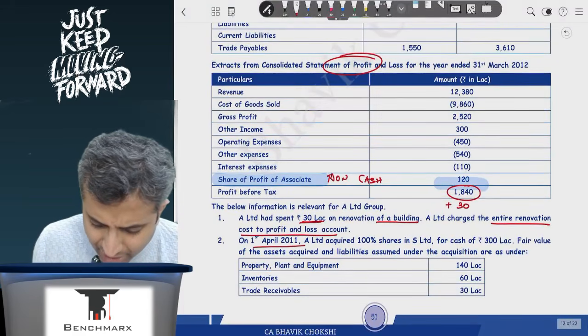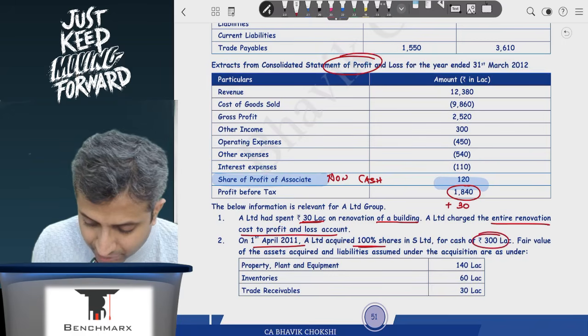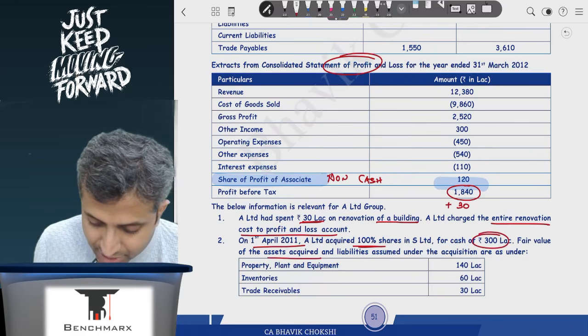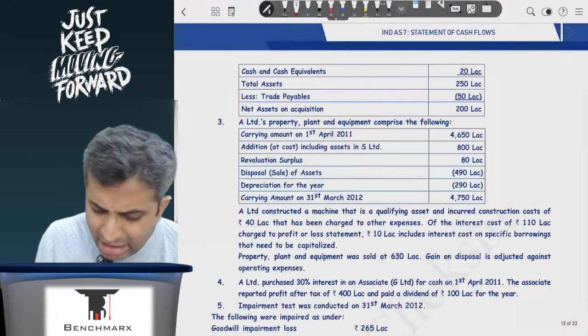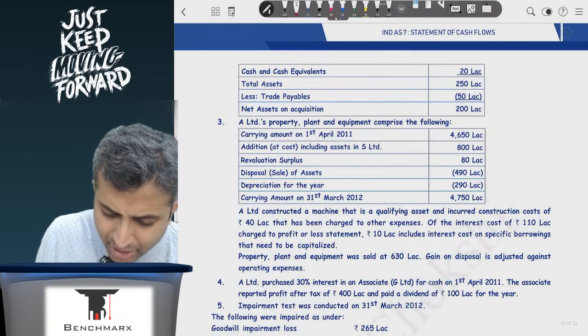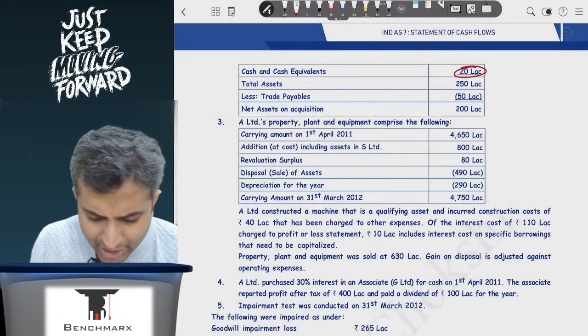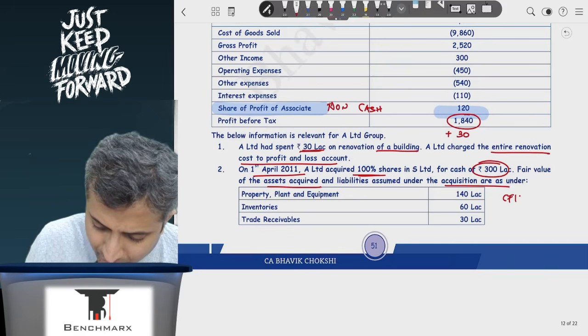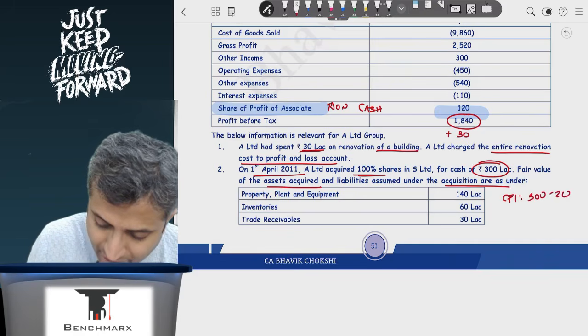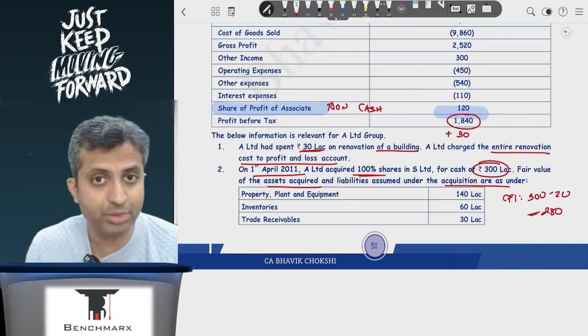On 1st April 11, A acquired 100% shares of S for cash of 300. The fair values of these assets and liabilities are as under. So you have all of this: PP, inventories, trade receivables. It is the same as your earlier question number 15, and cash of 20 less trade payables, and you get a number. So if I were to calculate the cash flow from investing, this is 300 minus 20, which is equal to 280; it will go as cash flow from investing.